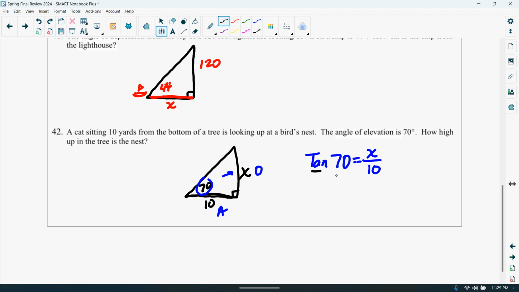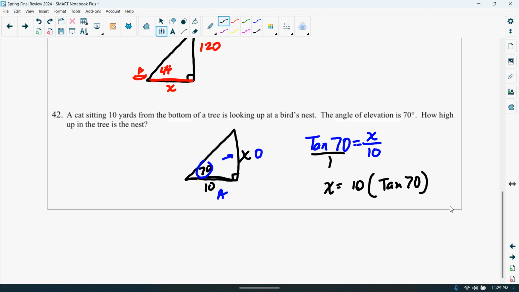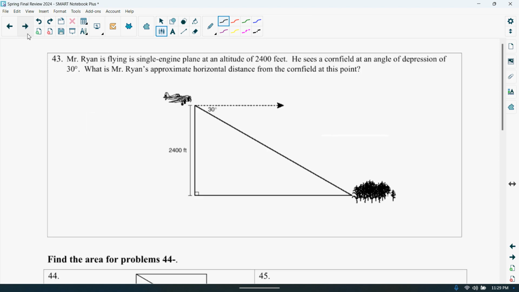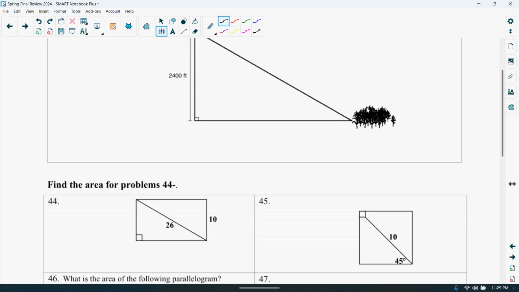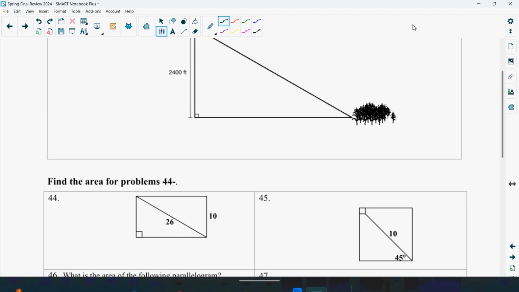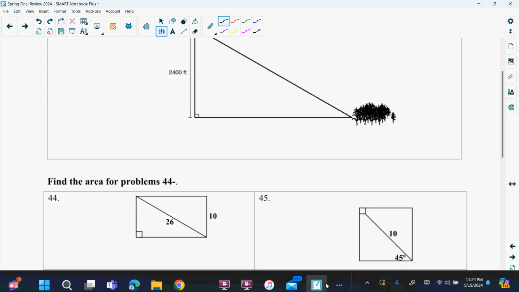So the scenario here, when the variable's on top, we cross multiply. This is going to be 10 times the tangent of 70. Make sure you keep the tangent and the angle together. You don't multiply the angle to the number. And then another scenario, and then we get into area. So pause this. That's going to be a different video.